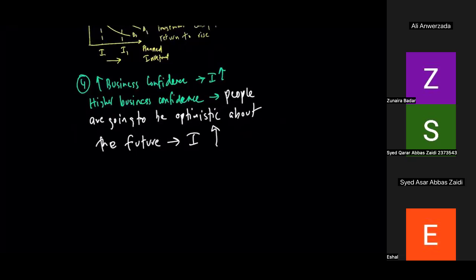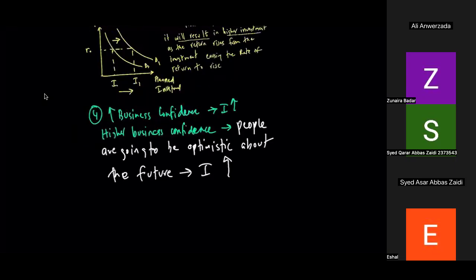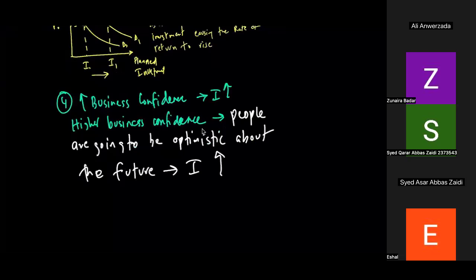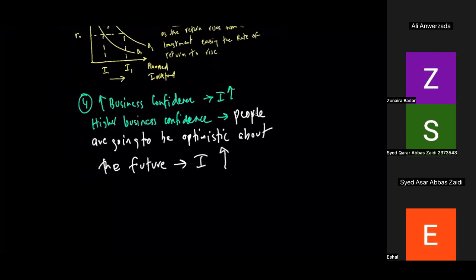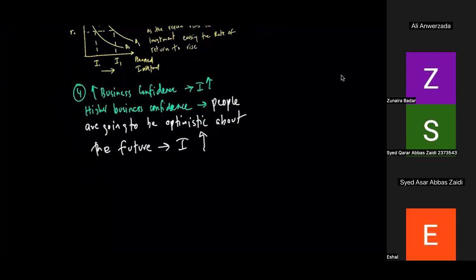So when investment goes up, there will be higher business confidence, and this higher business confidence will lead to basically more investment, and therefore demand for investment will go up. Okay, so these are the four factors that we need to remember. So, what are the determinants of investment? Well, first one is interest rate, second one is cost of capital goods, third one is productivity of capital, and fourth one is business confidence. When people are optimistic about the future, they will want to invest more. Got it? Does that make sense? Are we good? Any questions?